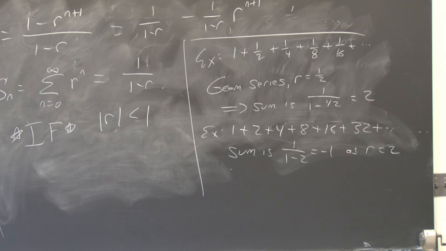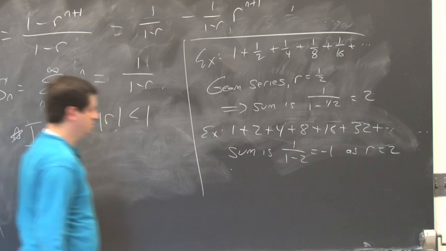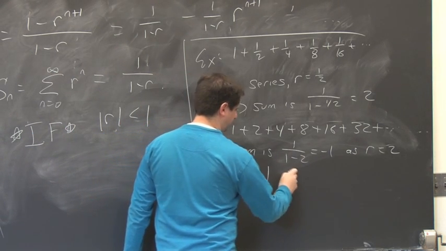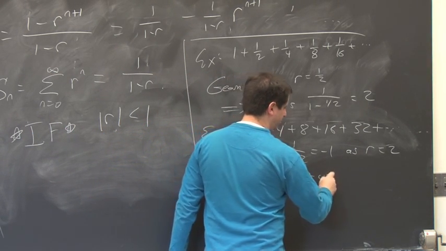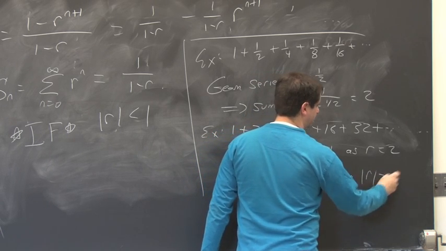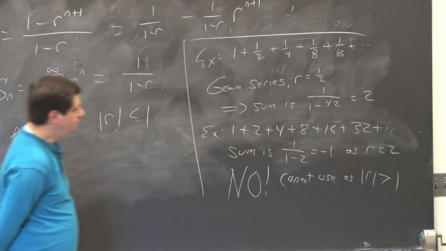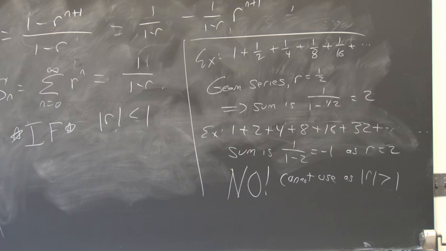What's wrong? I should be less than 1. Cannot use as the absolute value of r is greater than 1. So again, whenever you're using a mathematical result, you always have to check your conditions and see, do you satisfy the conditions of the theorem? And for this example, the answer is no. I can't use the geometric series formula unless the absolute value of r is less than 1. And since the absolute value was 2, which is much greater than 1, it's absurd to try to use it there.